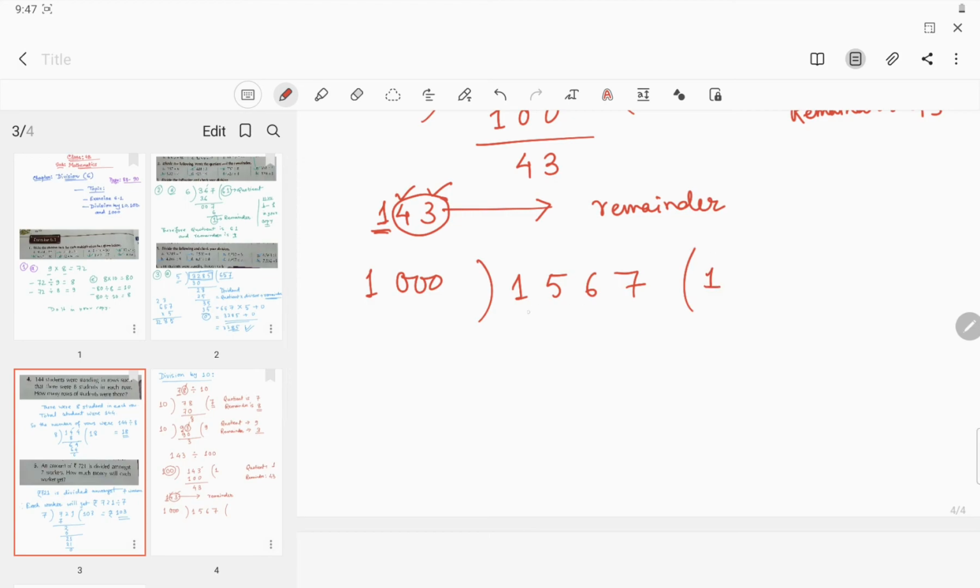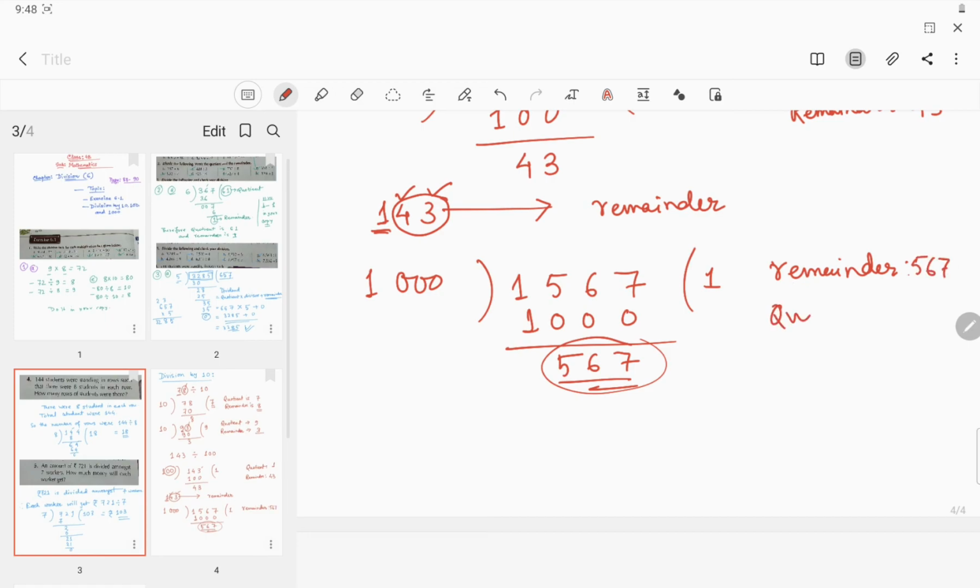So 567, that means the ones place, tens place and the hundreds place together form your remainder. So in this case the remainder would be 567, and the quotient will be 1, that is the remaining part.